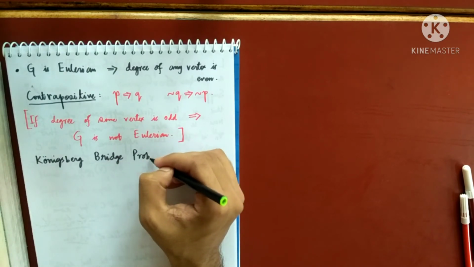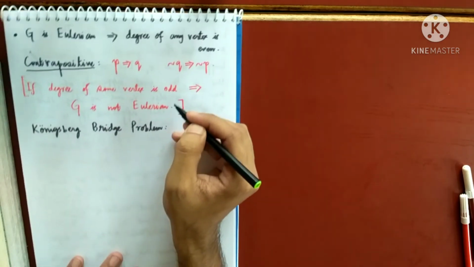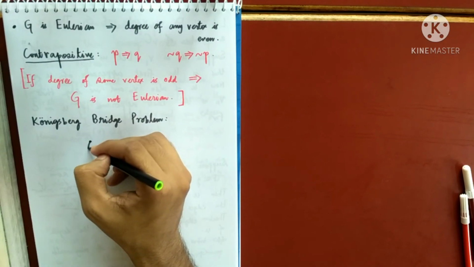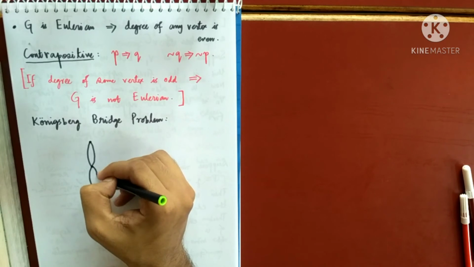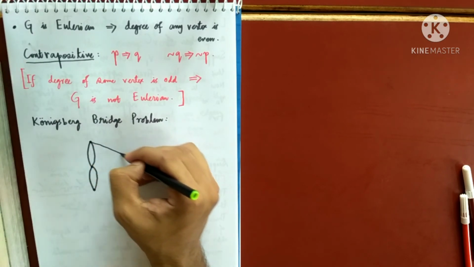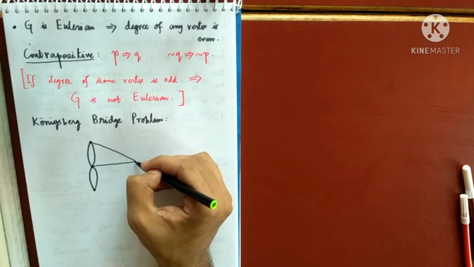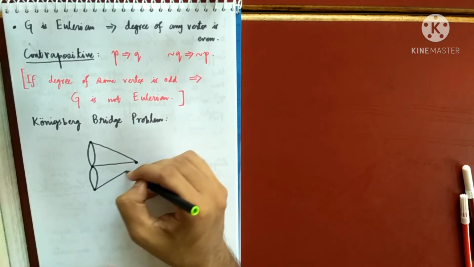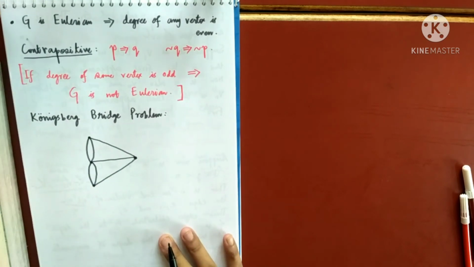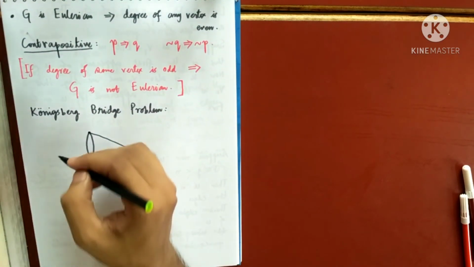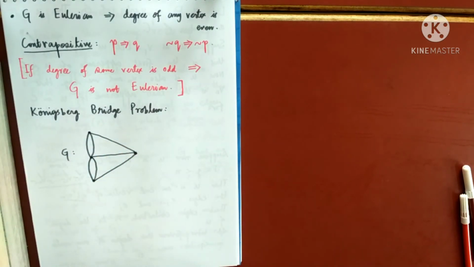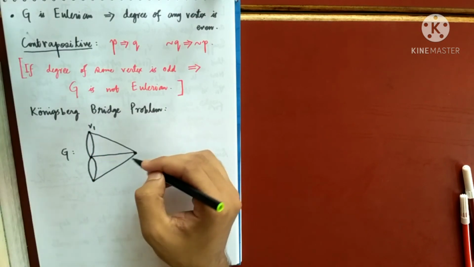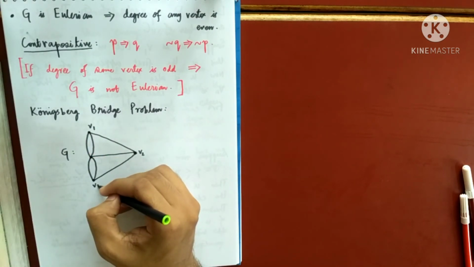So what was the graph? The graph was something like this. So this is the Königsberg bridge problem. Now you tell me, can this graph be an Eulerian graph? Can this graph be an Eulerian graph? Tell me.